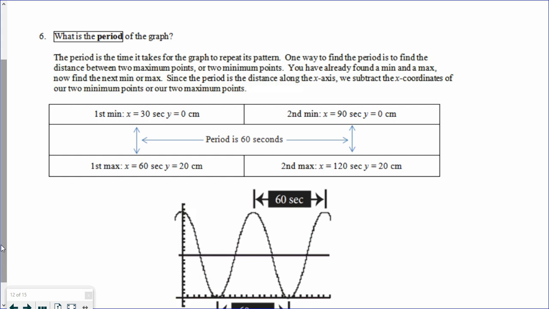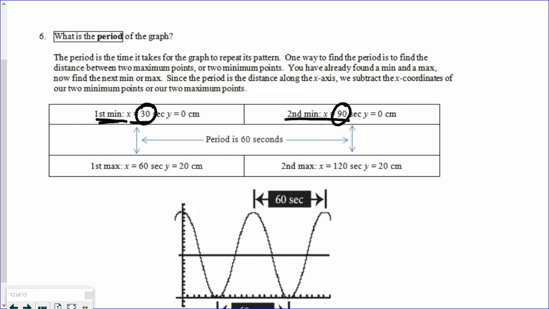Since the period is the distance along the x-axis, we need to subtract the x-coordinates of our two minimum points or two maximum points. So our first minimum that we reach, if we're starting at time 0, I just saw Tracy. Hi, Tracy. Our first minimum was at x equals 30. Our second minimum is at x equals 90. So again, the minimum value was 0. So we reached it at 30 seconds and we reached it at 90 seconds.